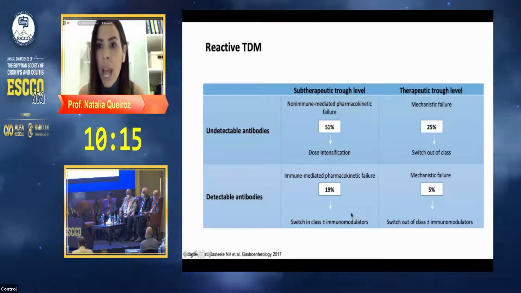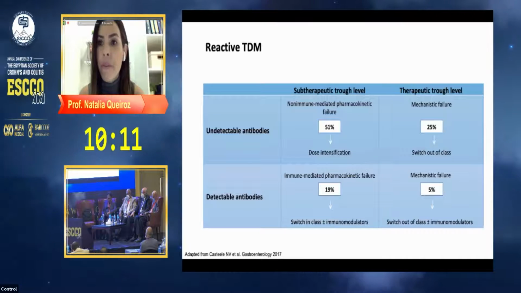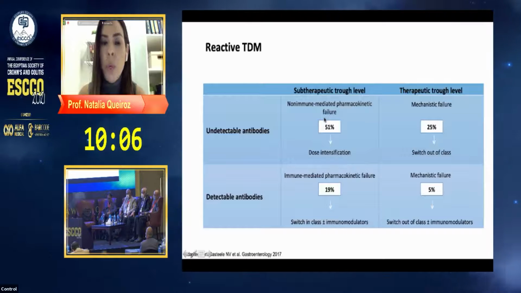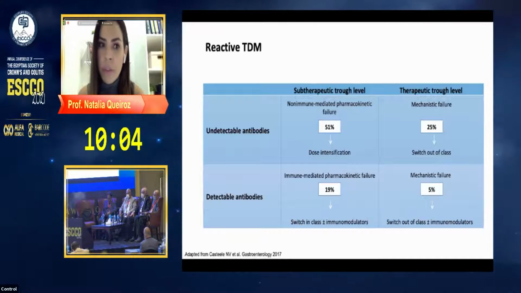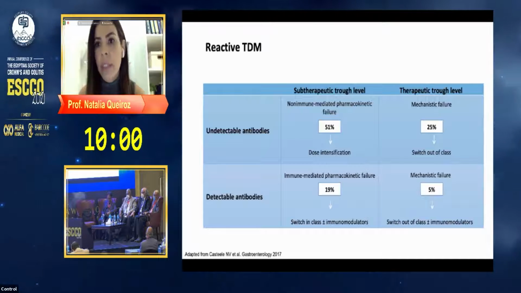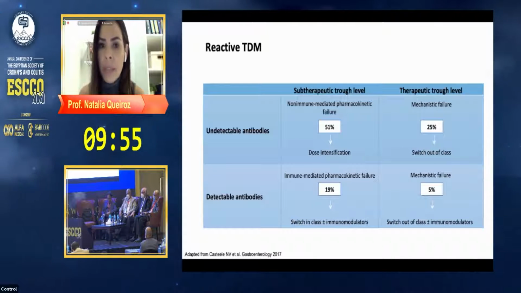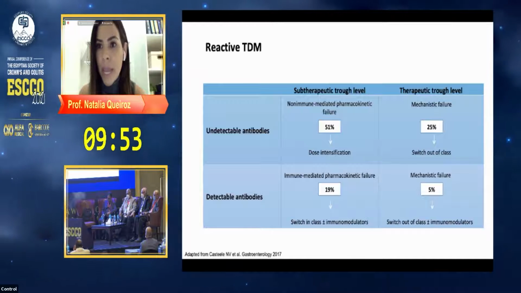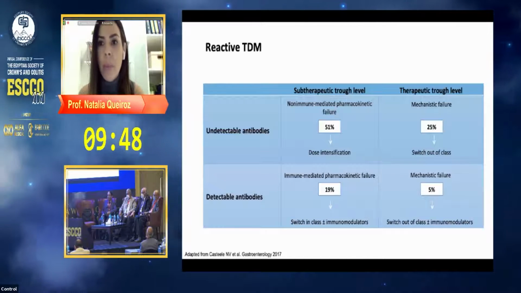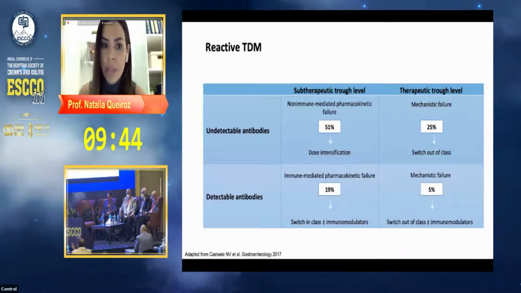When we have the possibility to check drug levels and antibodies, we have 4 situations. More than 50% of the time, we will have subtherapeutic trough levels and undetectable antibodies. This is non-immune-mediated pharmacokinetic failure. In this case, we should optimize our treatment. And this is the basis for empiric dose escalation when we don't have TDM, because at least in half of the cases, we will be doing the right thing.